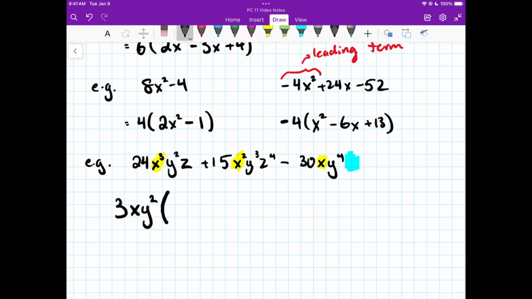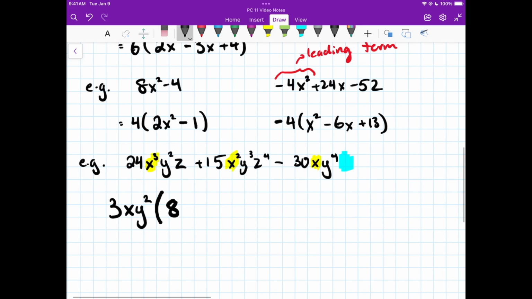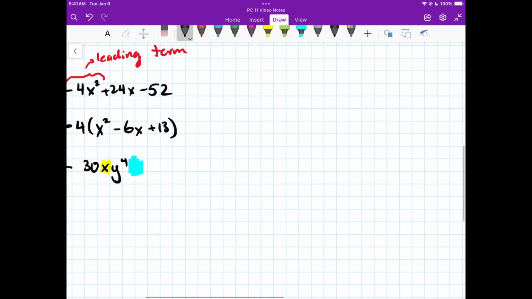So 24 divided by 3 gets us 8. X cubed divided by x. So let's talk exponent laws for a second. I'm just going to slide over to the right here. Just a refresher from Math 9. If you do something like x to the power of 8 divided by x to the power of 5, if you're dividing out variables, remember the exponent law for that is subtraction. So that's going to be x to the power of 8 minus 5, which would just be x to the power of 3.